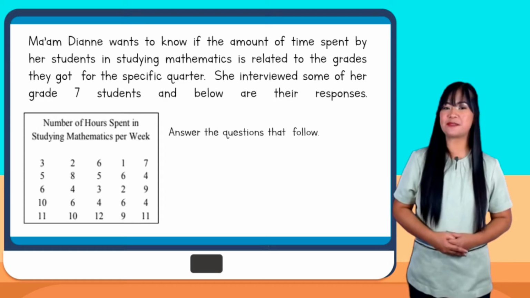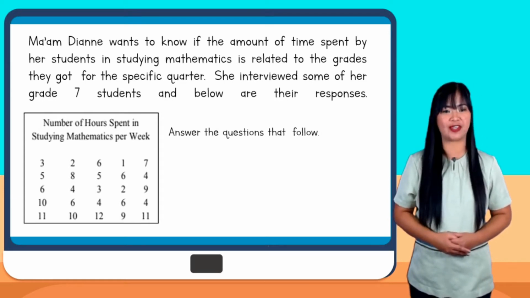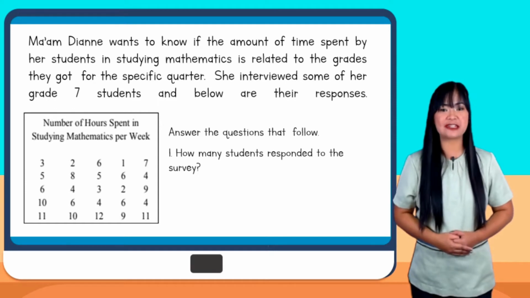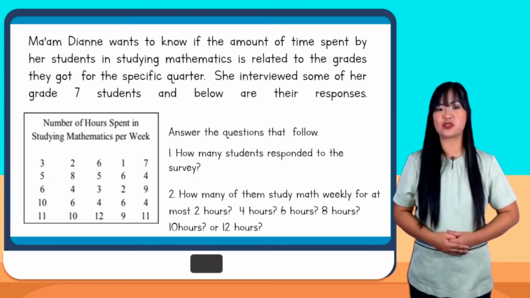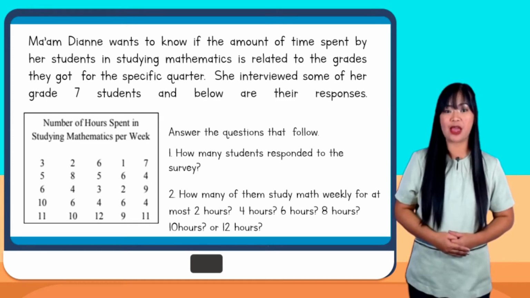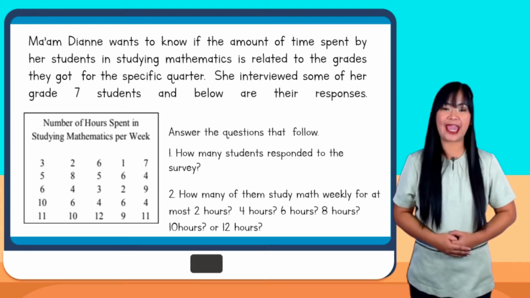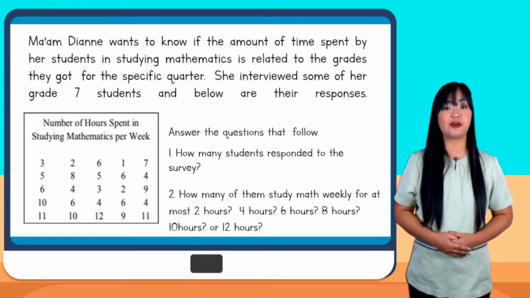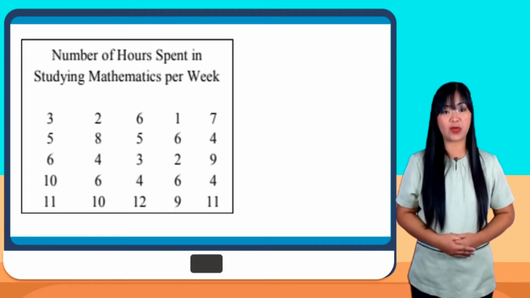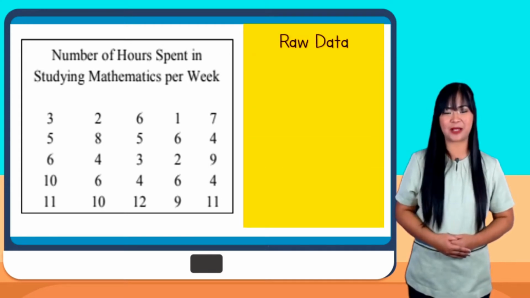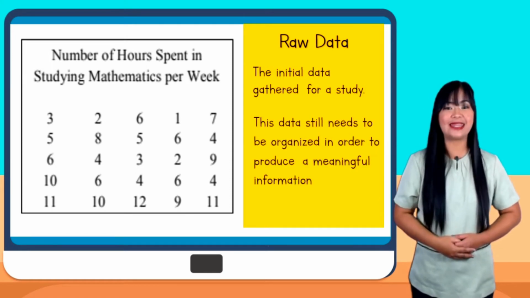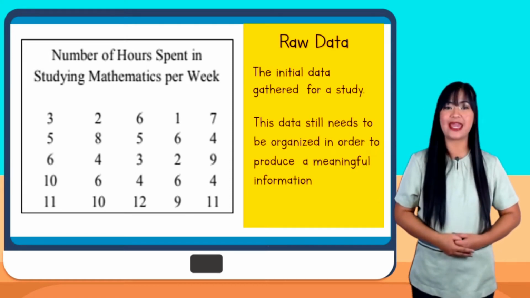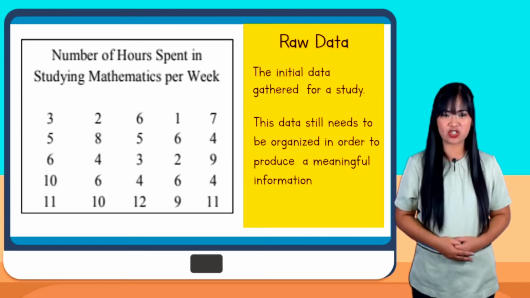From here, we are expected to find answers to the following questions. First, how many students responded to the survey? And second, how many of them study mathematics weekly for at most 2 hours, 4 hours, 6 hours, 8 hours, 10 hours, and 12 hours? These responses from the students that we collected is what we refer to as raw data. It is the initial data gathered for a study. This data still needs to be organized in order to produce meaningful information.